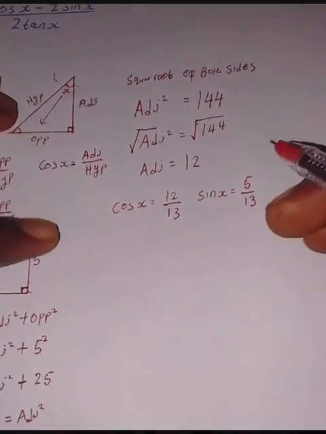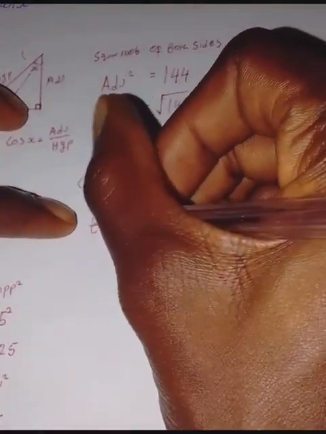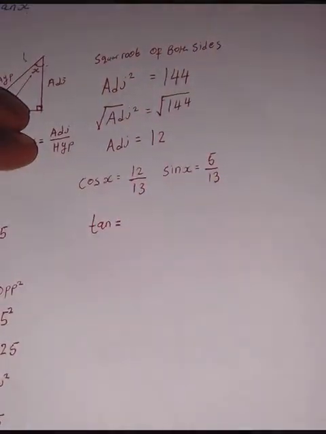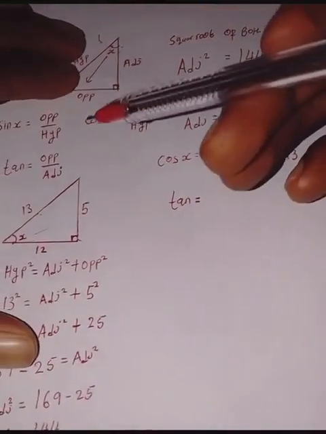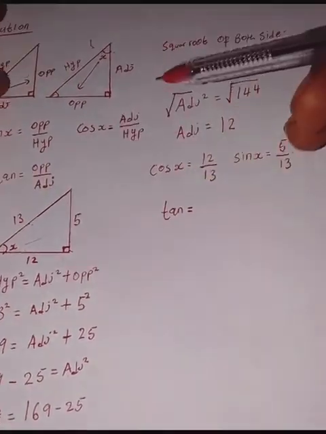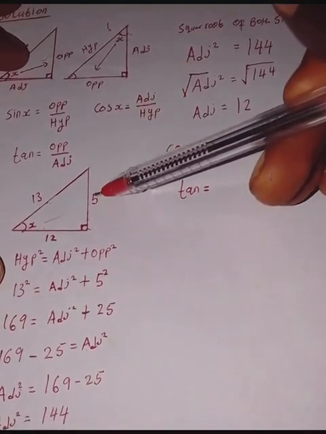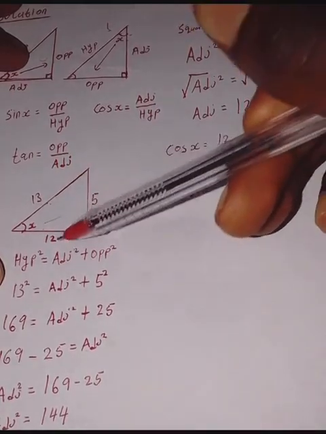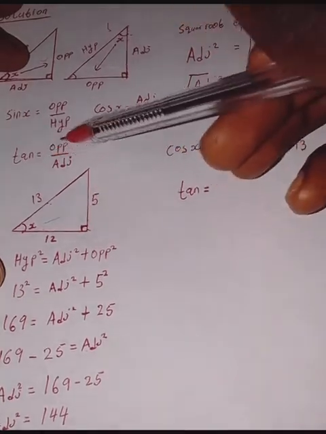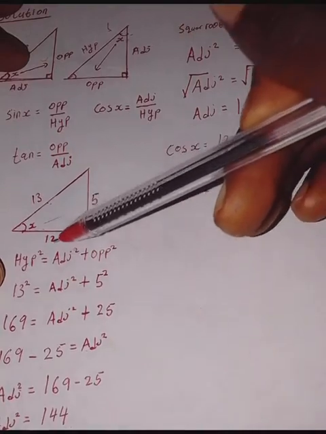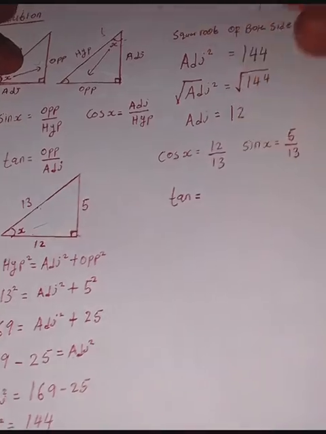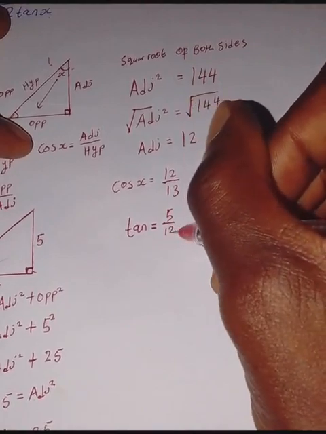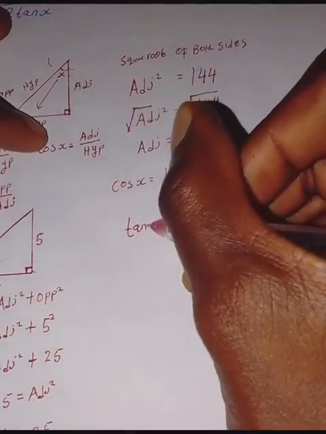Tan x, which is this here. And tan is what? Tan x is opposite over adjacent. So the opposite is 5, and the adjacent is 12. So that is 5 over 12. That's tan x from there.